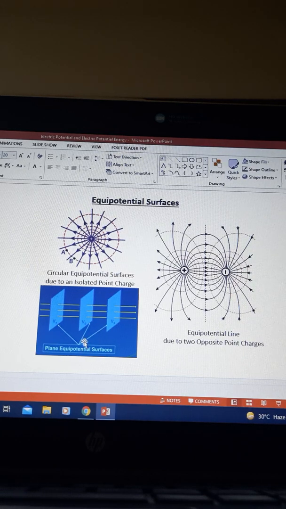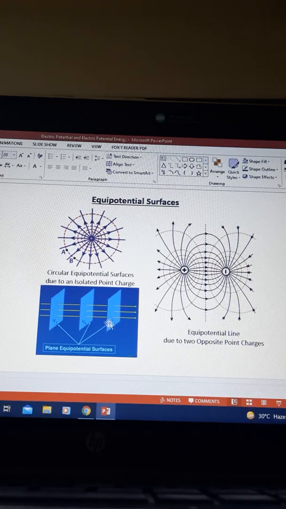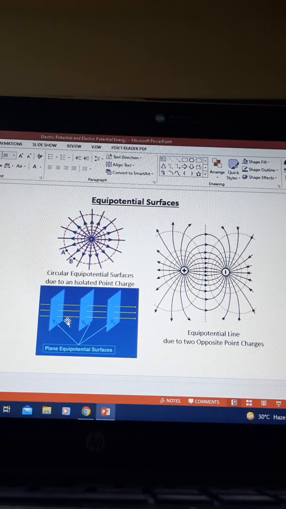Here in this case, it is also an example of equipotential surfaces, but the geometry is now planar. So this is like V1, V2, V3, and all three potentials are the same, but the shape is planar. So we may call this type plane equipotential surfaces.